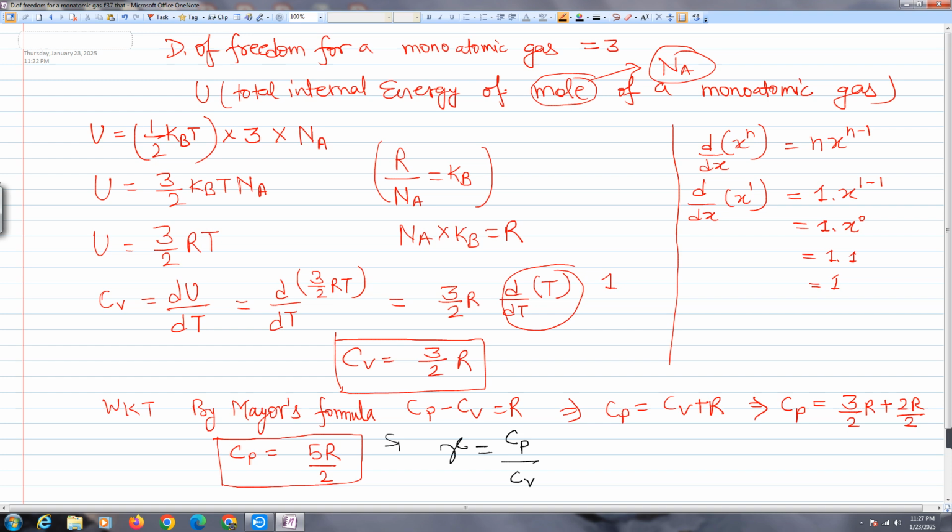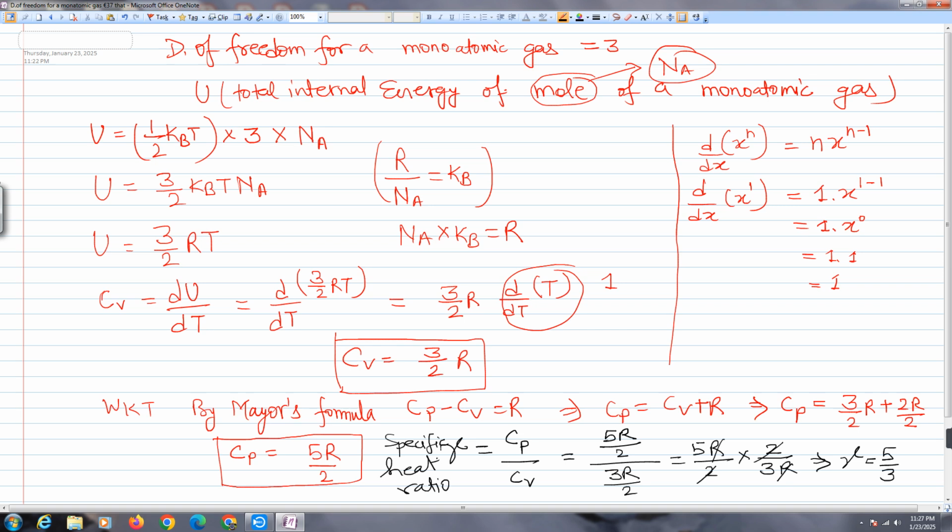And what is gamma? This is specific heat ratio, correct? And we already calculated the value of Cp, which is 5R divided by 2, divided by Cv, which is 3R divided by 2. It can be solved like this: 5R divided by 2 multiplied by 2 divided by 3R. So 2 cancels, R cancels. So gamma is equal to 5 by 3.